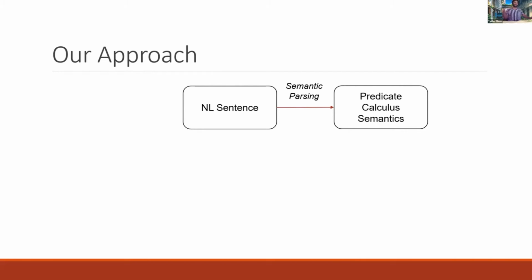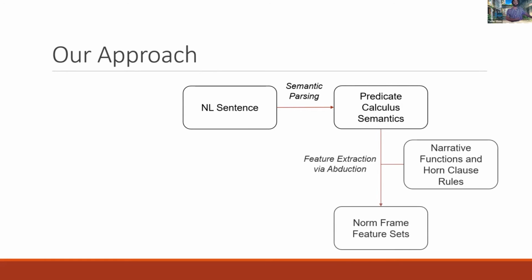So given these sentences, our system first performs semantic parsing, right? And our parser CNLU results in predicate calculus semantics. Given these semantics, we perform feature extraction via abduction, which is just extracting from the semantics the relevant concepts to fill in the norm frame slots.